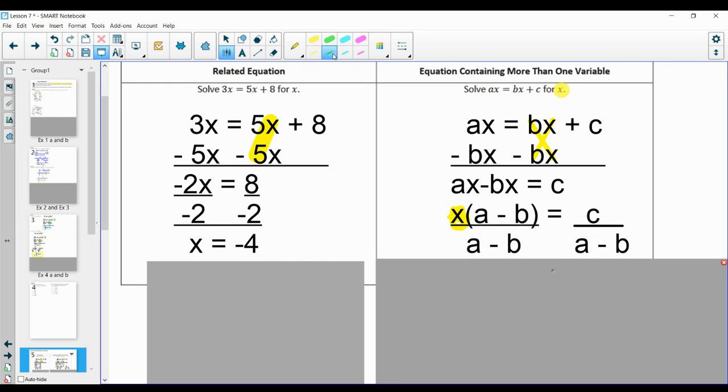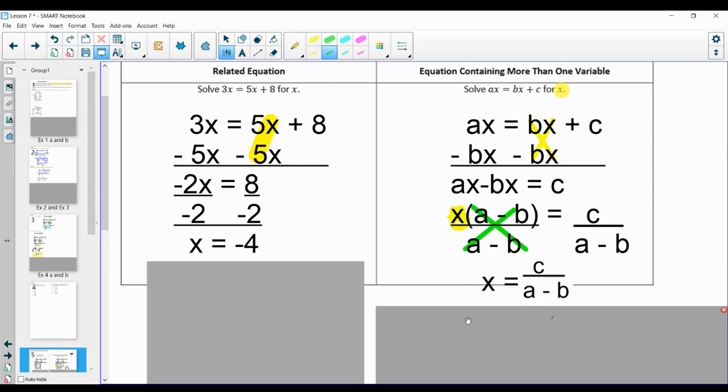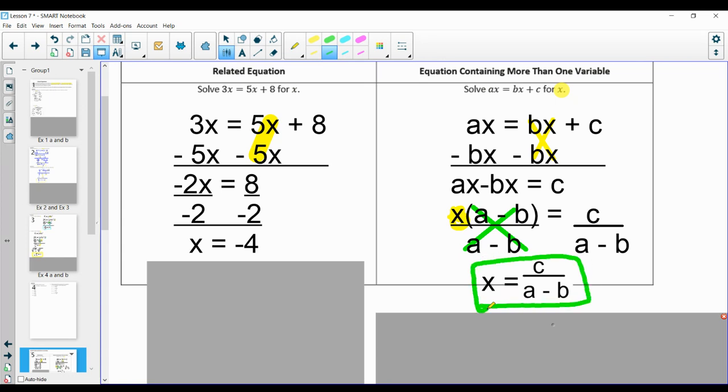Remember, if I do that, a minus b divided by a minus b is 1. So that gives me the x all by itself. And then I'm left with x equals c all over a minus b. Once again, it's a literal equation, so it's going to look a little different than what we're used to because we have all variables. Let's just review what we did.